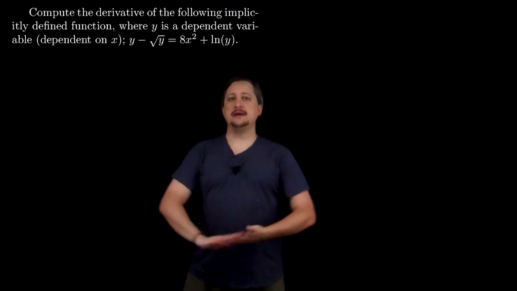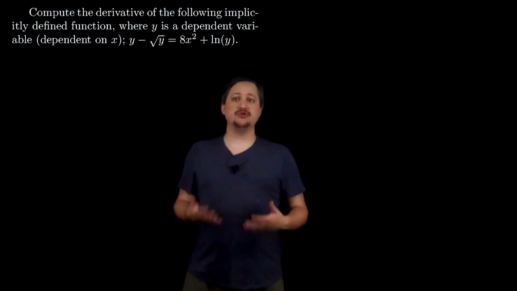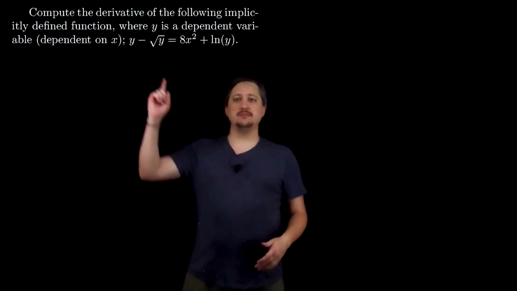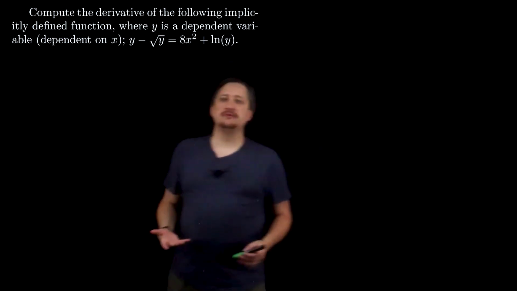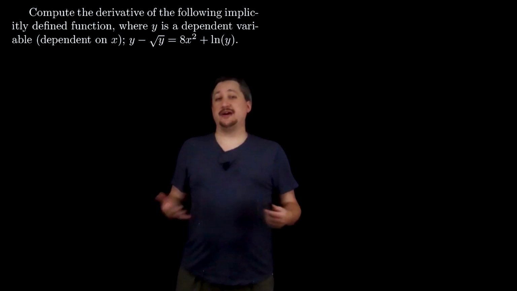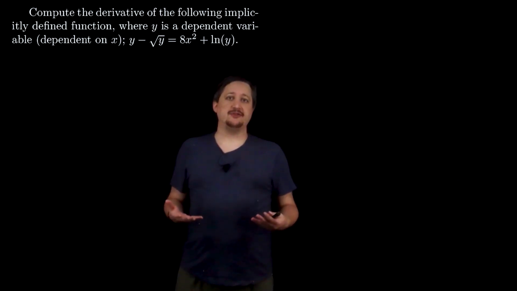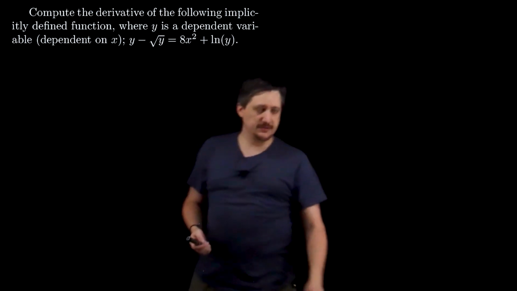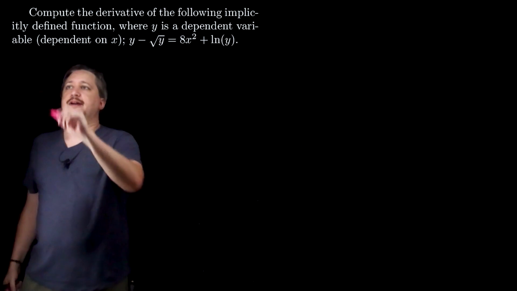Hello. So in this problem, we are doing an implicit differentiation, right? So we're given a function, but it's implicitly defined, right? It has y's and x's all mixed together. So we want to take the derivative of this with respect to x, but we have to account for the fact that y is some dependent variable dependent on x, so we have to treat that with implicit differentiation.